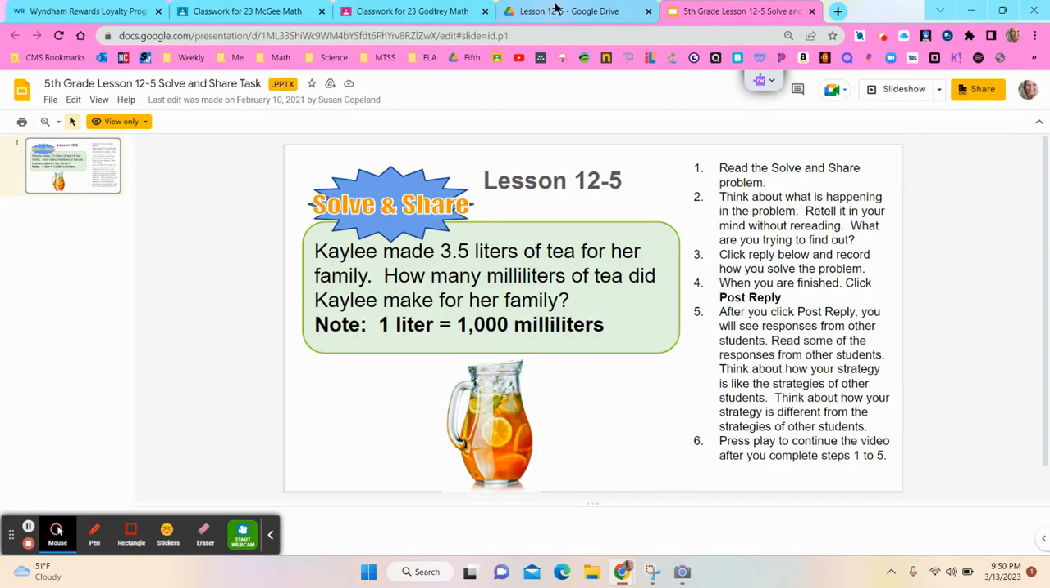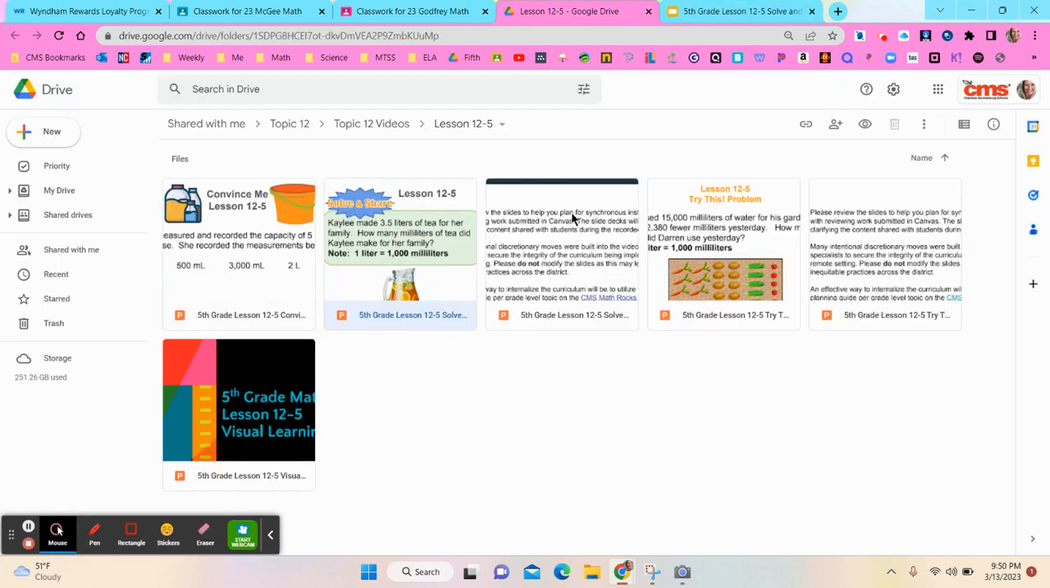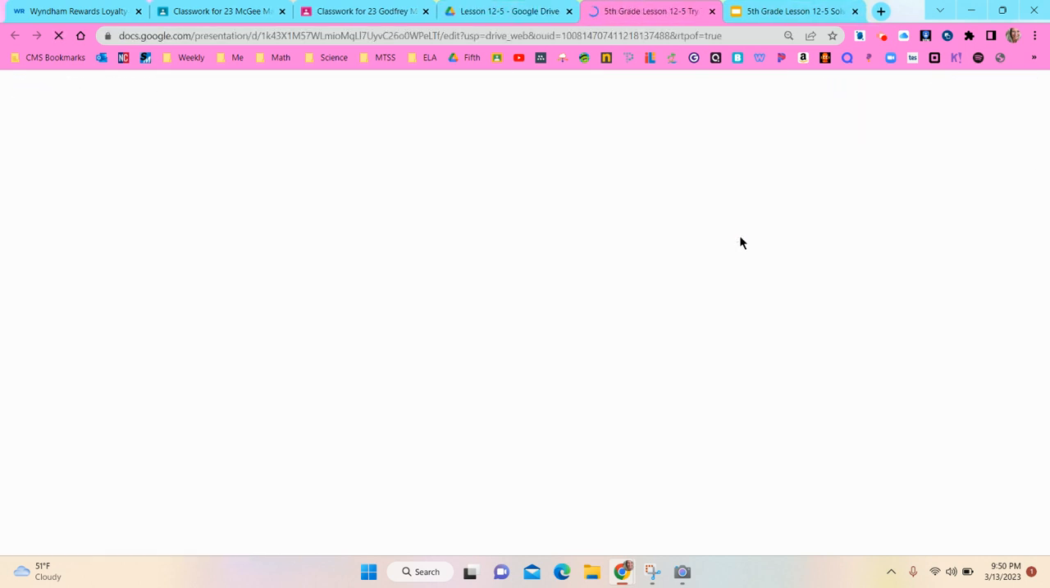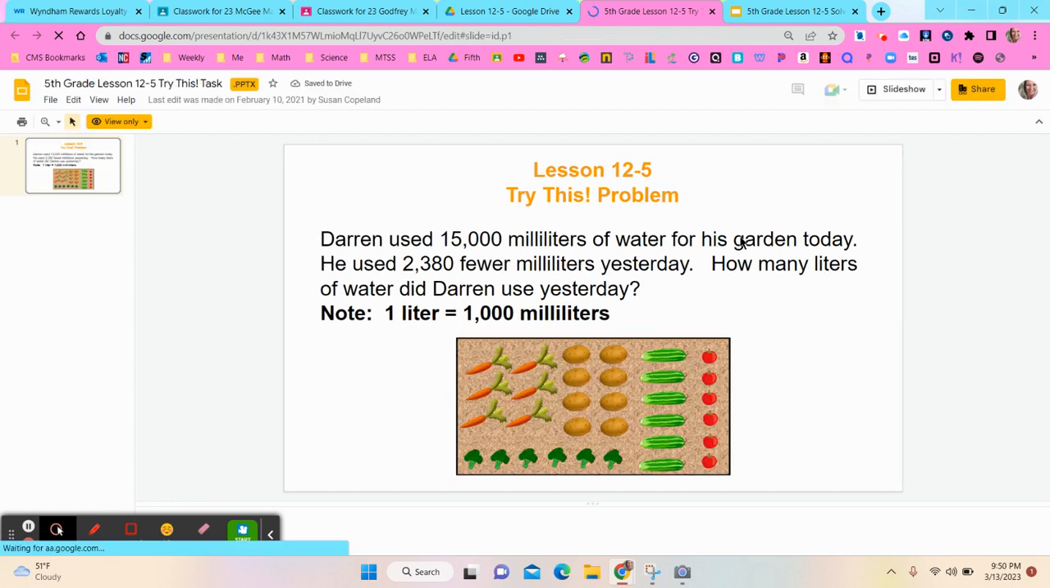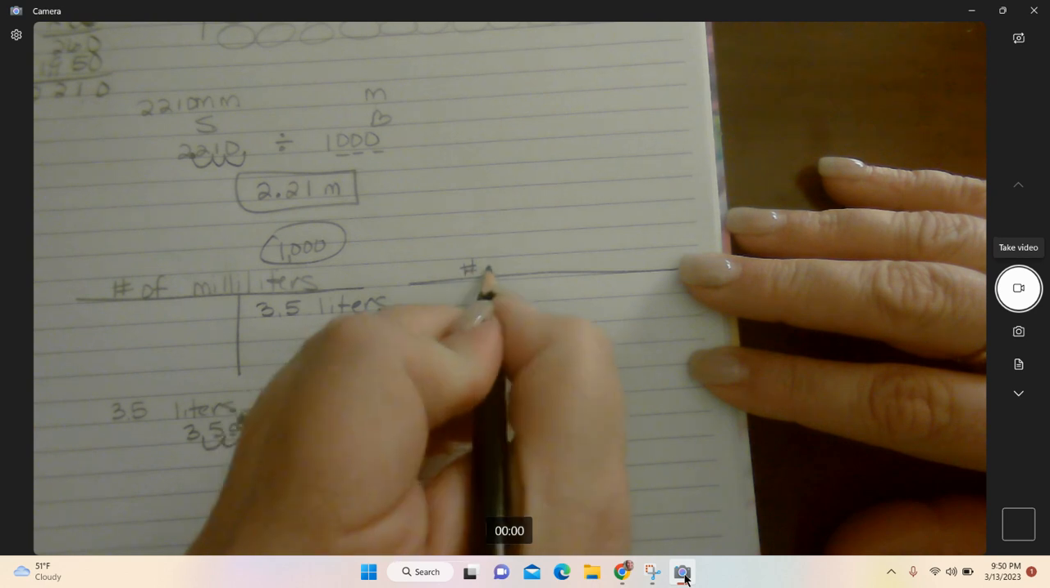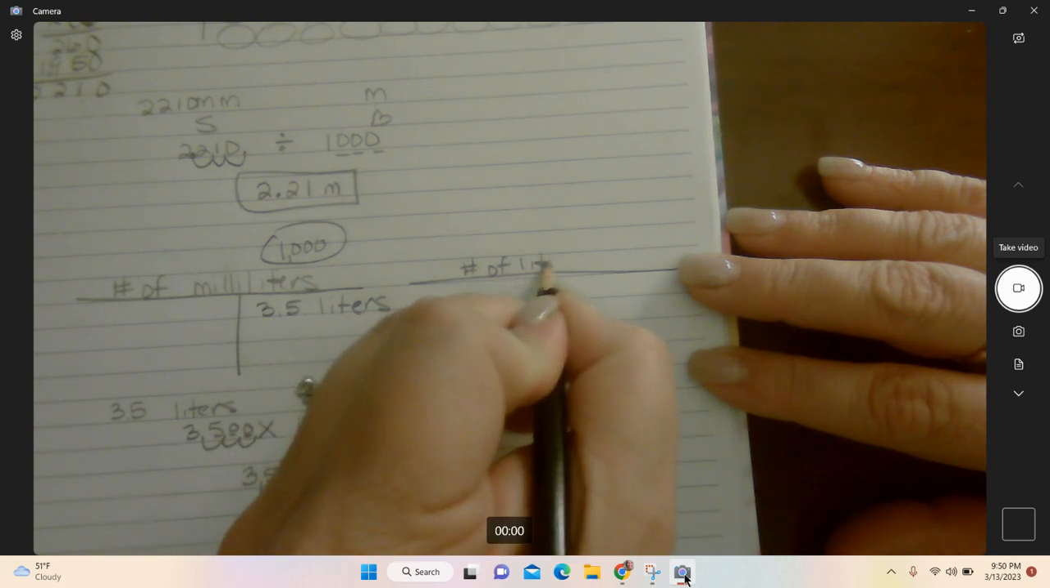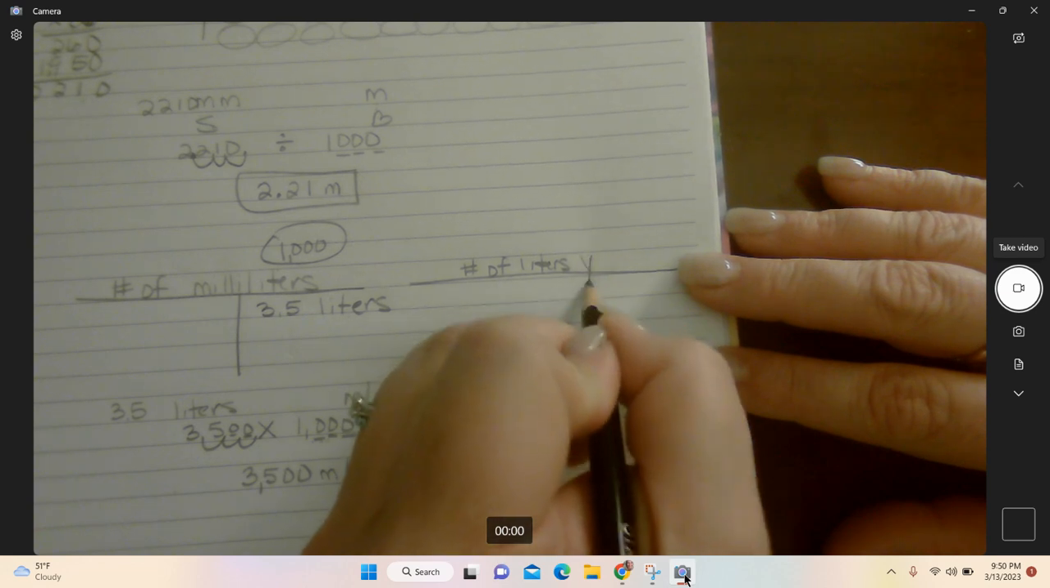One more, and let's see, which one do we want to do? Let's try right here. Try this. I think I'm just going to do it right beside. All right, it says Darren used 15,000 milliliters of water for his garden today. He used 2,380 fewer milliliters yesterday. How many liters yesterday? So I know that I'm actually looking for the number of liters yesterday.